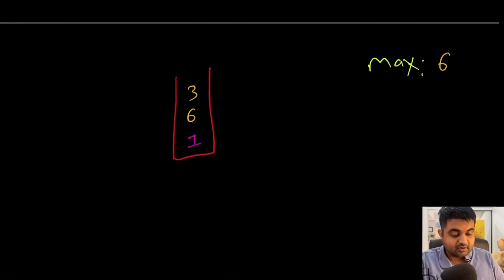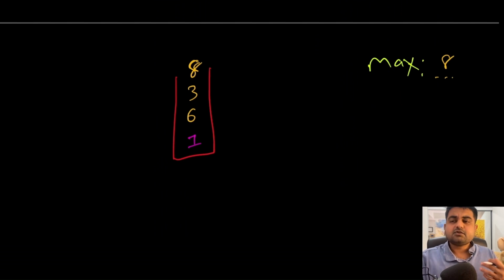So 3 is not greater than the current maximum element, which means we don't update anything. Now after this, let's say we add a value number 8. So once again the maximum element needs to be 8. So far you must be thinking that, hey, this seems pretty convenient.